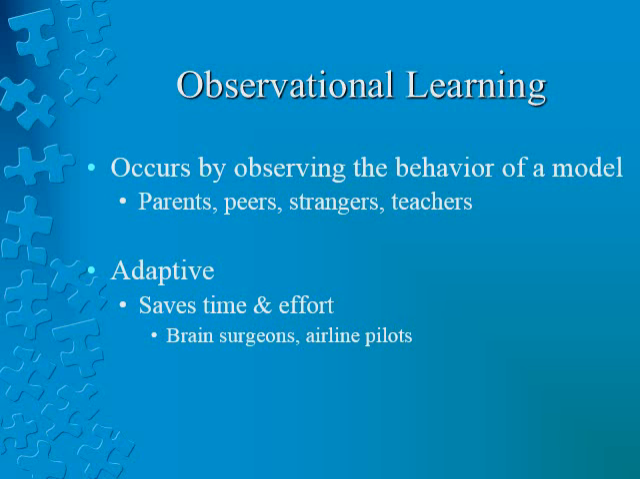This is an adaptive process. It saves us time and effort, and simply put, there are certain things that we would not want to learn through direct experience, trial, or error. You really don't want, for instance, to learn brain surgery through a process of operant conditioning. What that means is you would have to be reinforced every time you did a brain surgery well, and you would then have to be punished every time you did one badly, and that would be the only way you would actually acquire the skills needed for brain surgery.